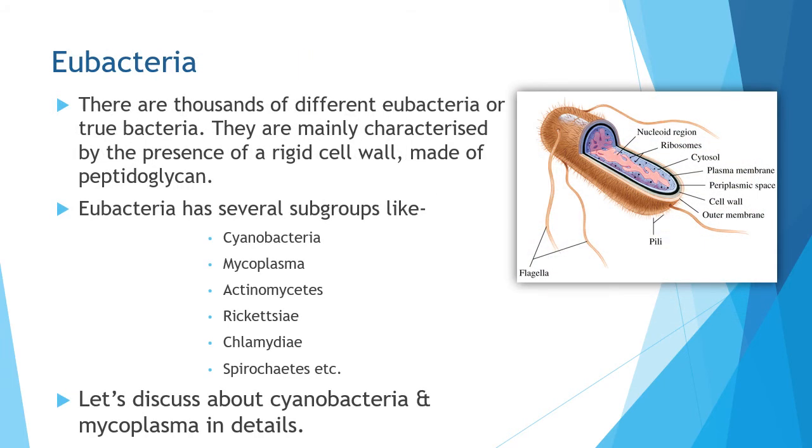Let's see the second type of bacteria, eubacteria. There are thousands of different eubacteria or true bacteria. They are mainly characterized by the presence of a rigid cell wall made of peptidoglycan. Those eubacteria have several subgroups like Cyanobacteria, Mycoplasma, Actinomycetes, Rickettsia, Chlamydia, Spirochetes, etc. Here, we will discuss Cyanobacteria and Mycoplasma in detail.